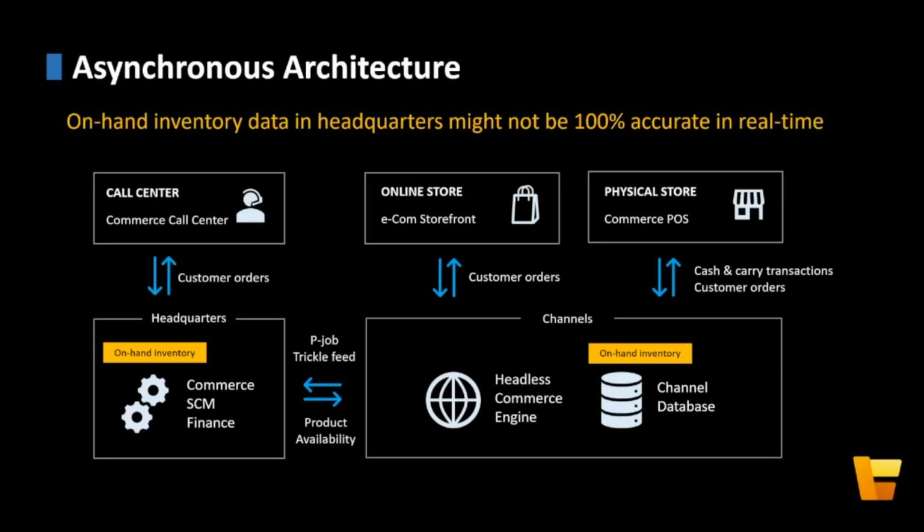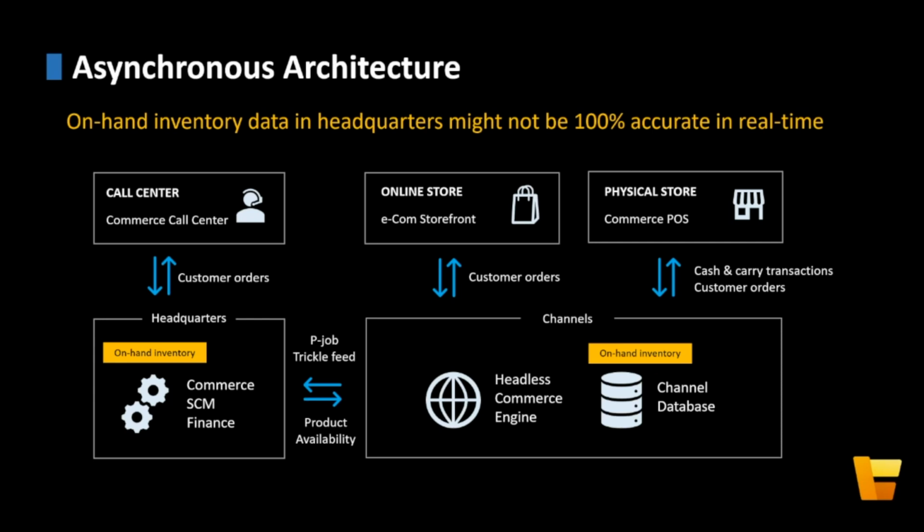Okay, so talking about inventory lookup, I would also like to spend a couple of minutes discussing the inventory data accuracy topic. As you know, the commerce inventory data lives in an asynchronous architecture. We are leveraging various CDX jobs to synchronize the transactional or inventory data between headquarters and the channel databases. Therefore, it's important that you understand the on-hand inventory data provided by headquarters might not be 100% accurate in real time.